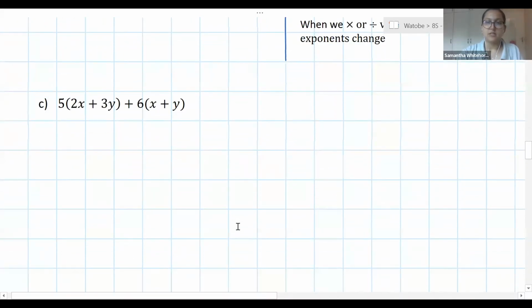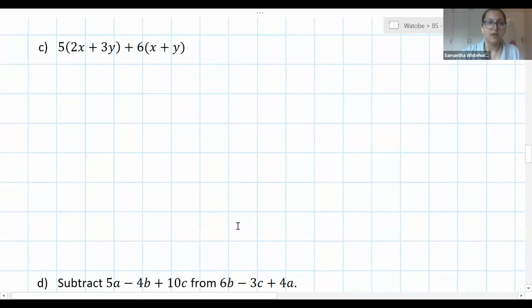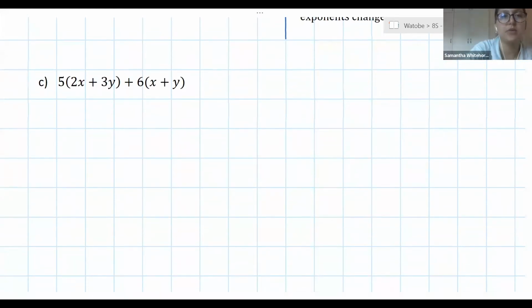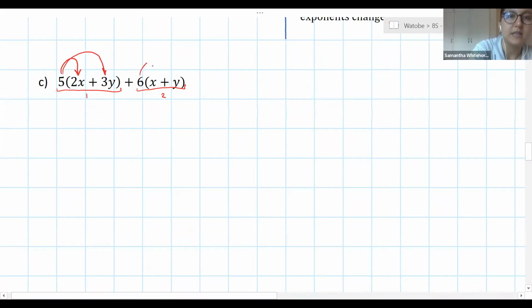Right, let's have a look at C. Andrew's on it. If we have a look at C, again, we want to know how many terms we're dealing with here. But importantly, the plus or minus signs inside a bracket we don't consider when counting how many terms are in the whole expression. So here, I actually just have 2 terms in this expression. Now, importantly, there is multiplication that has to happen. I need to distribute the 5 into the first bracket and the 6 into the second bracket before I start adding or subtracting like terms.